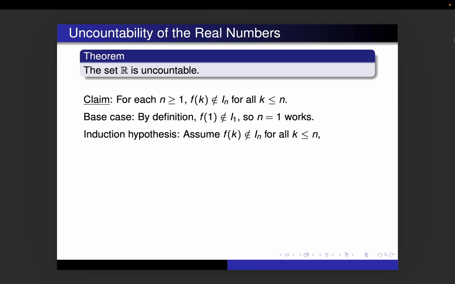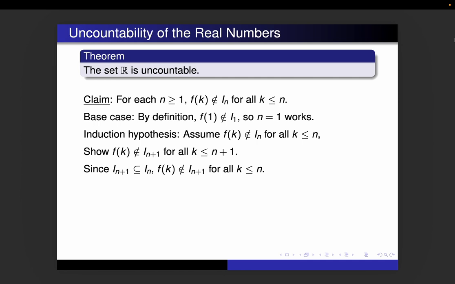For the induction step, the induction hypothesis says that we're going to assume that f of k is not in I_n for all k less than or equal to n. And we're going to show that f of k is not in I_{n+1} for all k less than or equal to n plus 1. All right, so we know that I_{n+1} is contained in I_n. That means that it can't contain any of the f of k's where k is less than or equal to n. If it did, that same thing would also be in I_n, which we're assuming did not happen by our induction hypothesis. So all we have to do now is show that f of n plus 1 is not in I_{n+1}, but that is based upon how we defined it. We defined I_{n+1} to be an interval that did not contain f of n plus 1, so that's not in it either, and that completes the claim.